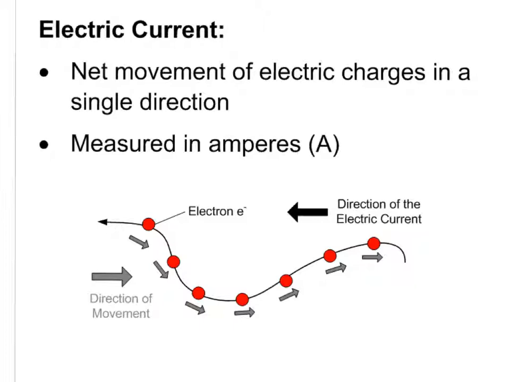If there is no current, electrons will still be moving about, but there will be no net movement in a particular direction. They will just have some random movements, and we do not have a current that is flowing.